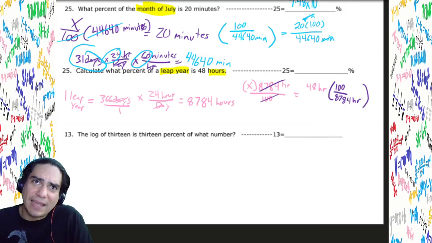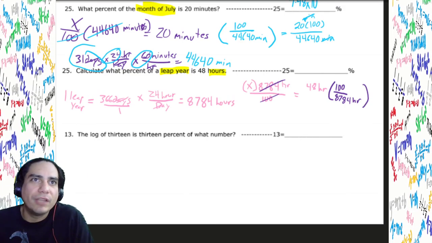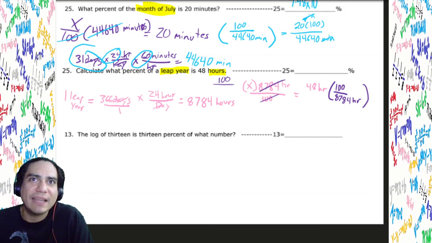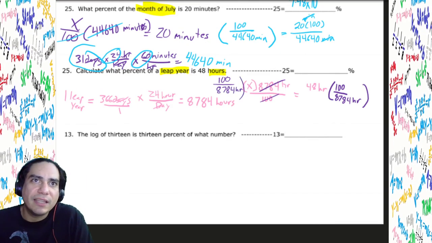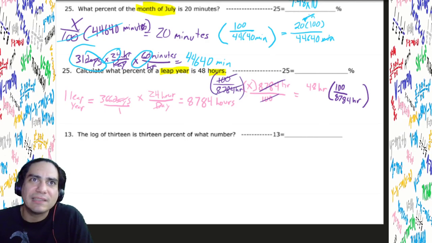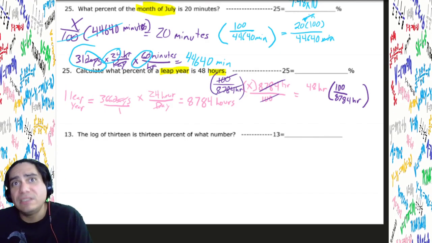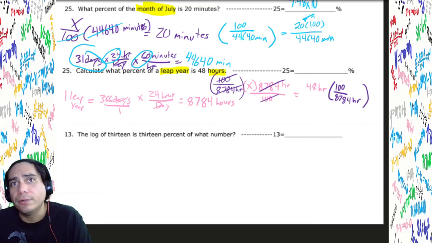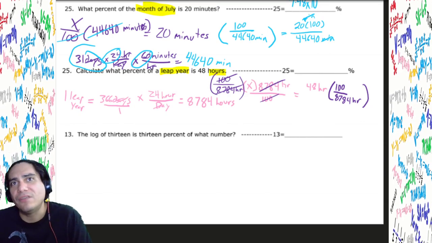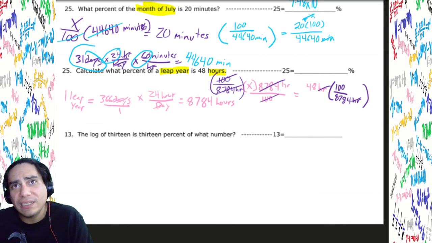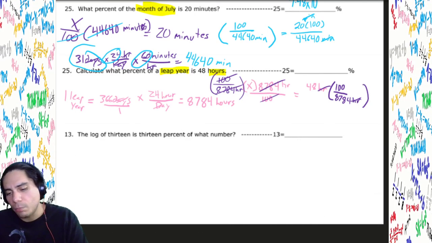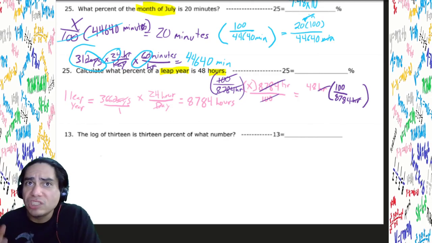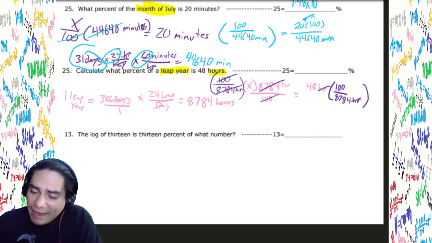Well, this side cancels out immediately. I guess I'll write it over here just so you can see it cancel each other out. But we've done math enough times here that you should hopefully see that we're canceling this stuff out. Now, what happens here is we're going to do 48 times 100, then divide that by 8,784. But these hours, yet again, that's why we have to have the same unit of measurement, they cancel each other out. This is one of the most important things to realize about percents, especially working with units, is that we have to cancel them out.